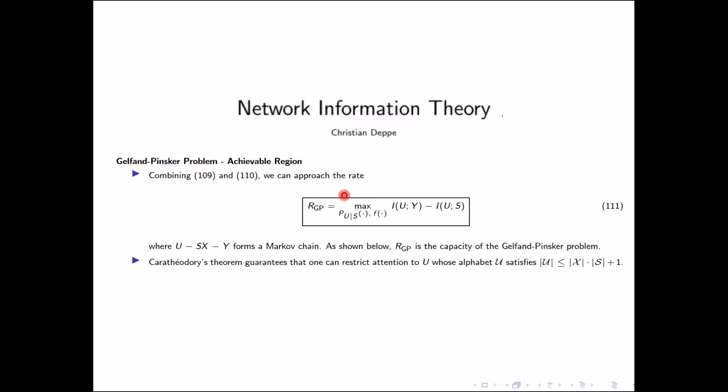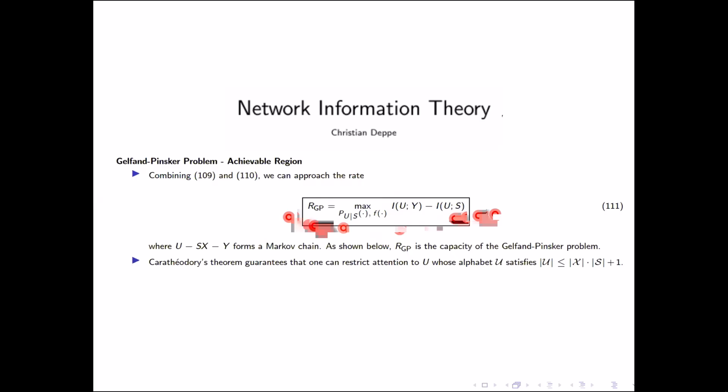Okay, we have shown in the last lecture that we can approach this rate region for the Gelfand-Pinsker problem, the difference between the mutual information of U and Y and the mutual information of U and S. We have to show now the converse.